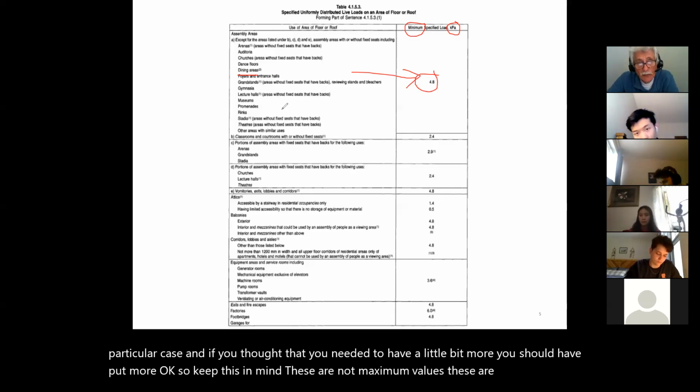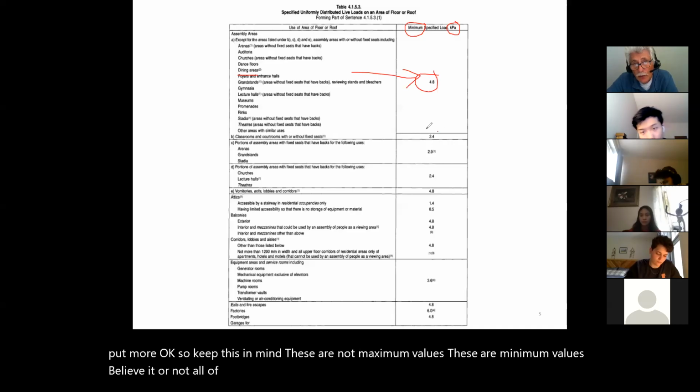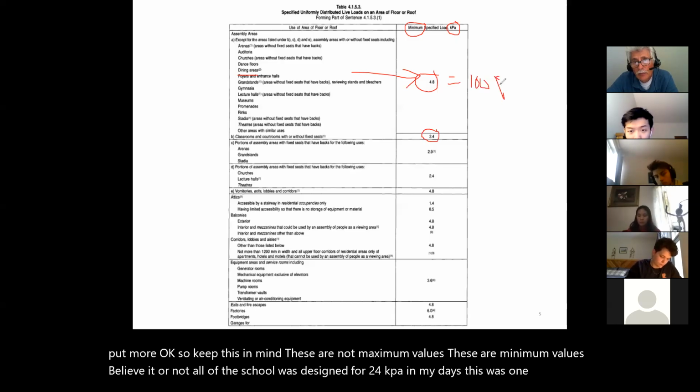Believe it or not, all of the school was designed for 2.4 kPa. In my days, this was 100 pounds per square foot.